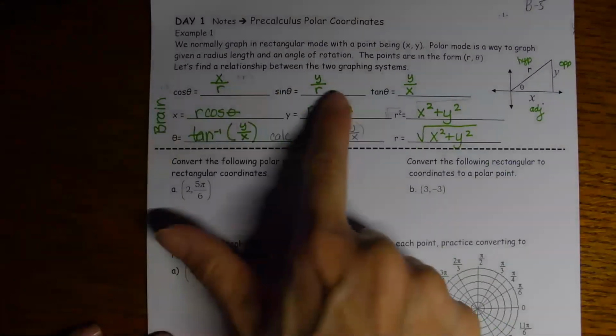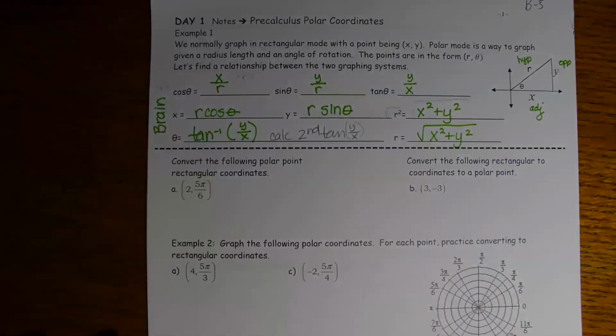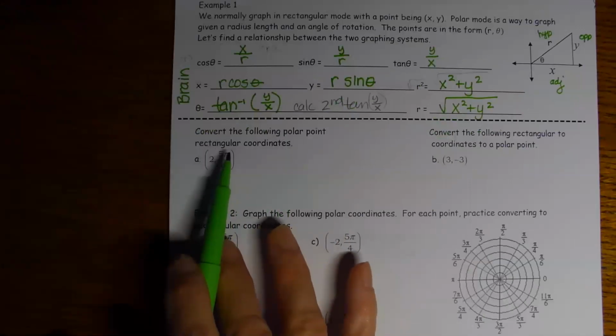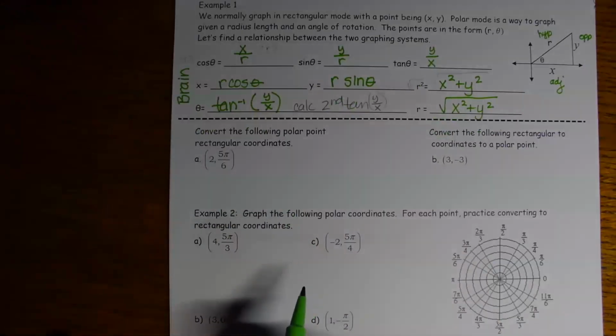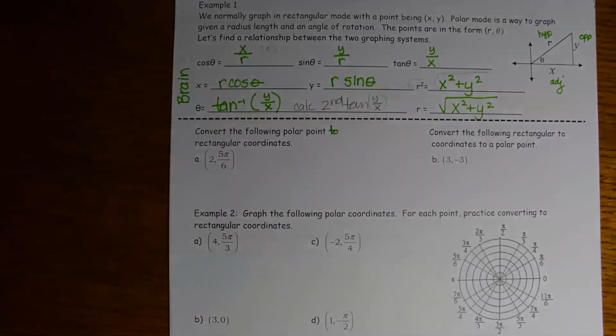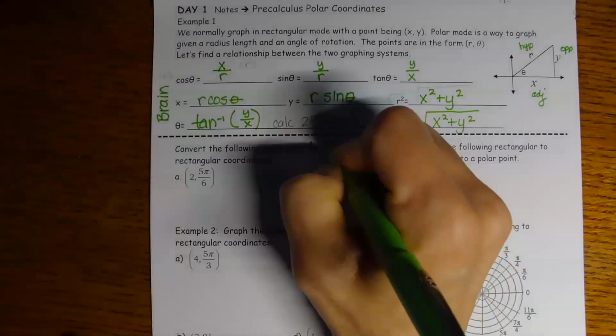So if you can look at this and you have your brain with our old stuff, smooth sailing. Easy, easy, right? So let's look at this. Convert the following polar point into rectangular coordinates. I should have the word "to" right there, to rectangular coordinates. So let's make a little note here.